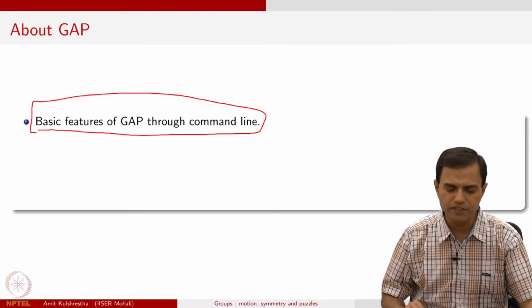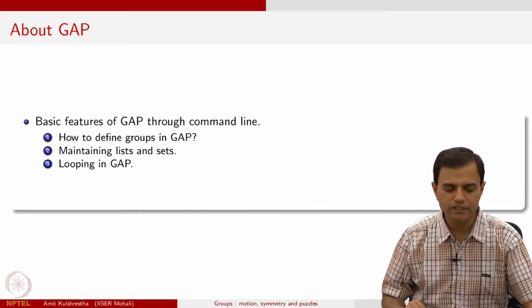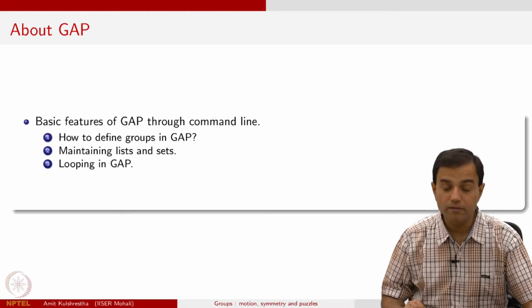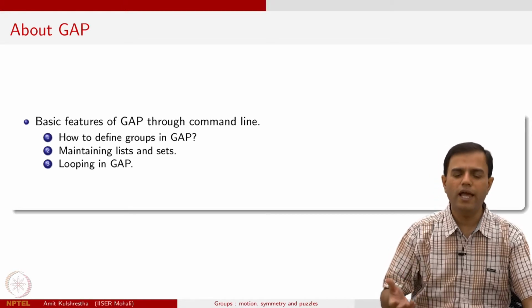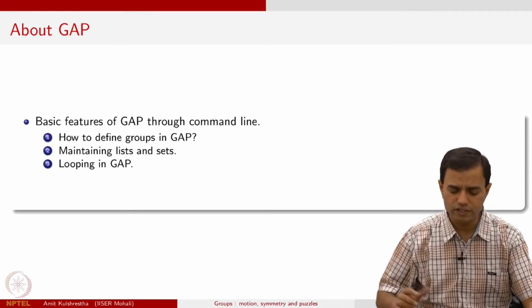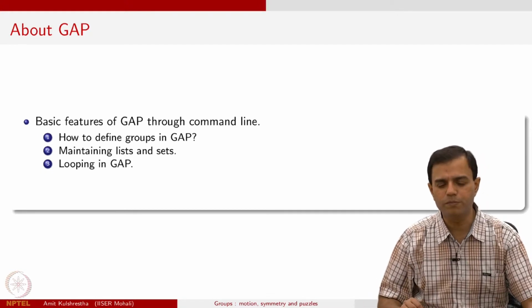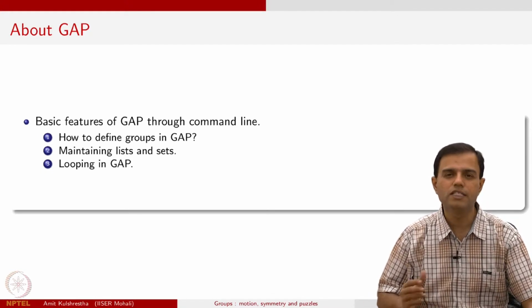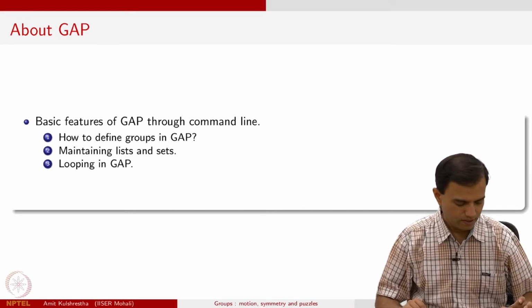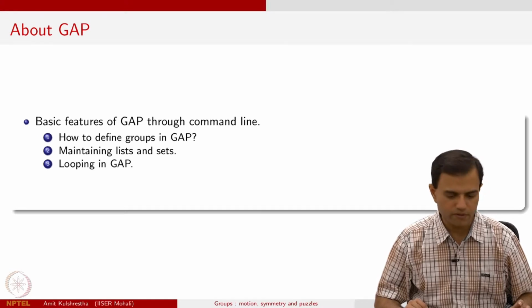So these are some basic features. We have seen how to maintain lists. We have seen that GAP can do looping and we can define certain groups. As you read the GAP manual, you will realize that there are so many other groups also, and the same groups you can store in GAP in different ways, sometimes in terms of generators and relations as well. So maintaining lists I have told.